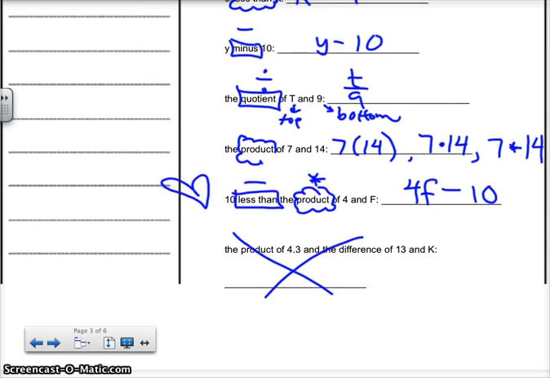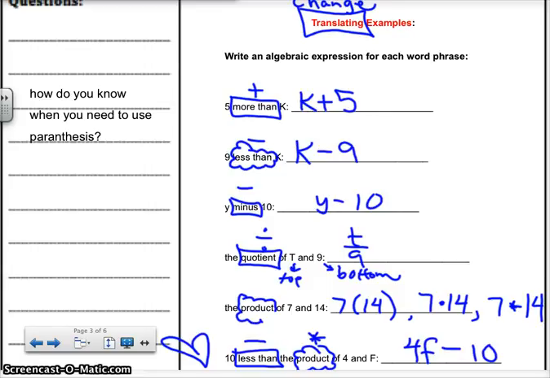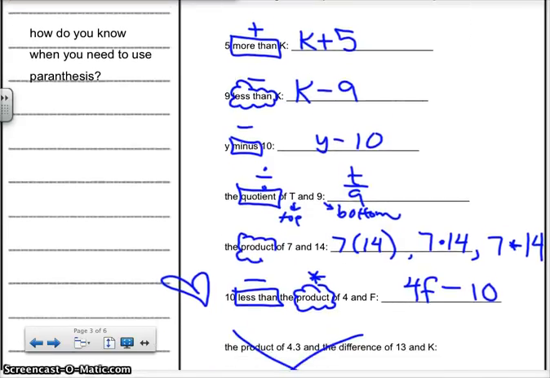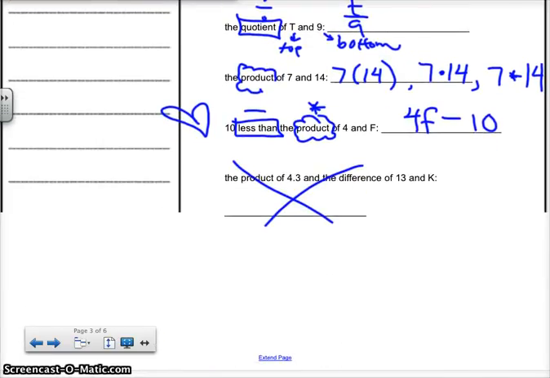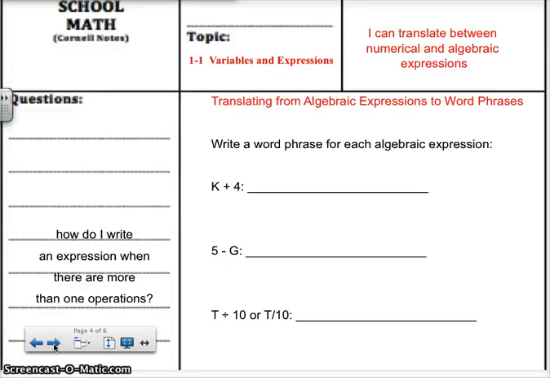So, let me see, what's our question? How do you know when you need to use parentheses? You haven't yet, that's this one. How you answer that, parentheses are pretty important if you have two operations. So if you have two operations going on, or vocab words, you have to include parentheses somewhere. Here it would be with the product. Whatever the order of operations would tell you to do. Okay, I don't think this page is as important.